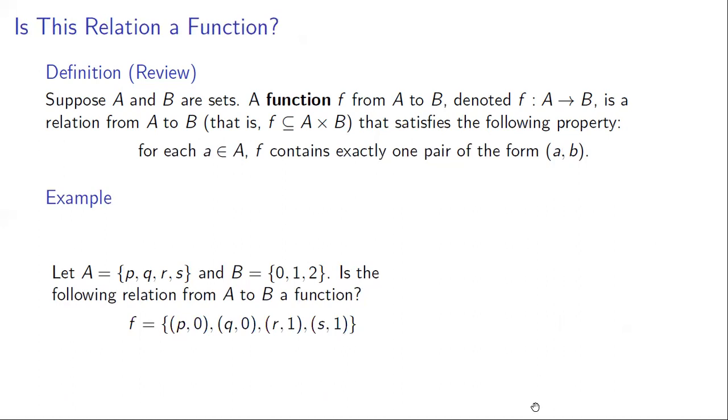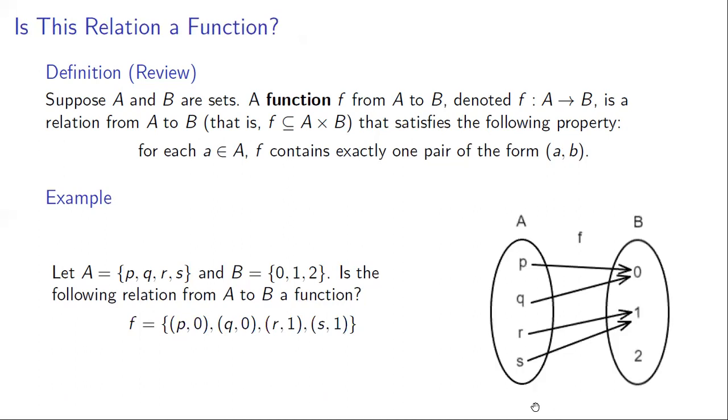Another example, let's say we have another relation F. Here's the diagram of F. So the question is, is this relation a function? You might say, well, here we see 2 all by itself. There's nothing pointing to 2. So does that violate the property of functions? Or maybe it is still a function.